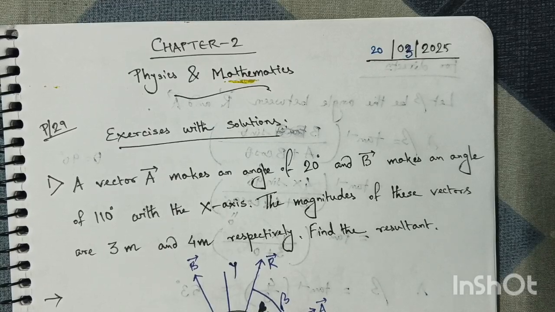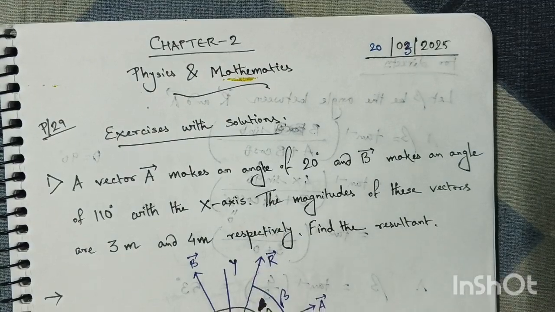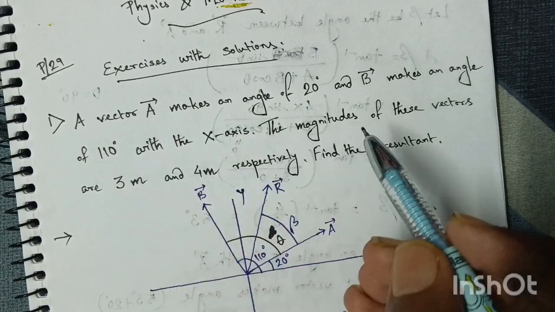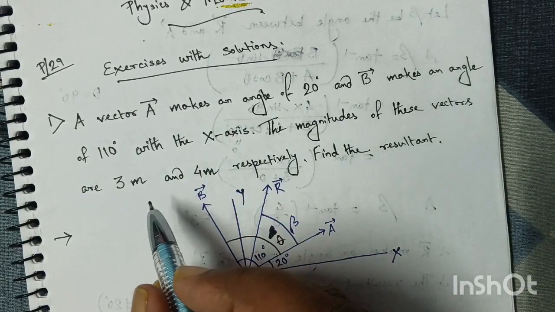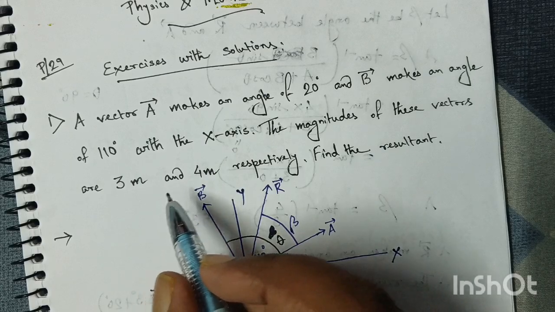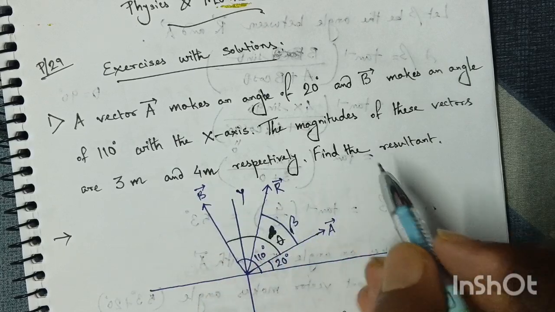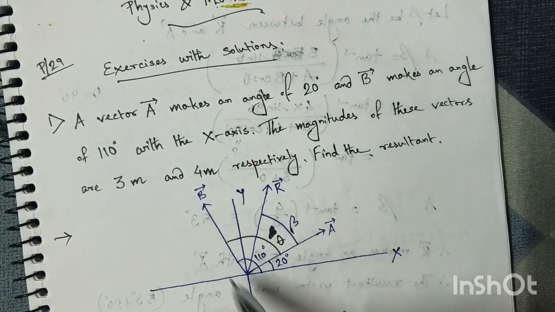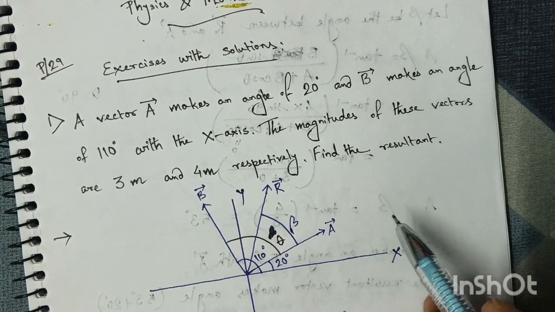Number 1. The question is: a vector A makes an angle of 20 degrees and B makes an angle of 110 degrees with the x-axis. The magnitudes of these vectors are 3 meter and 4 meter respectively, as you can see in this figure. Find the resultant, that is, the algebraic sum of vector A plus vector B, and remember the algebra is vector algebra.